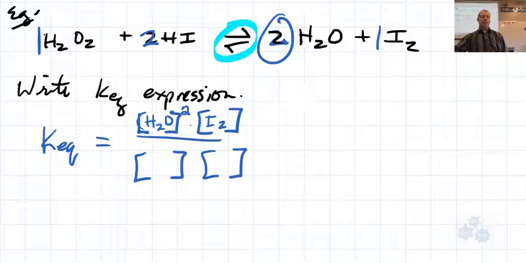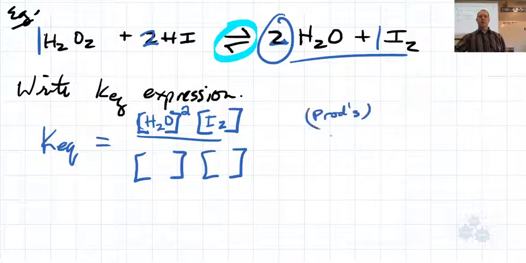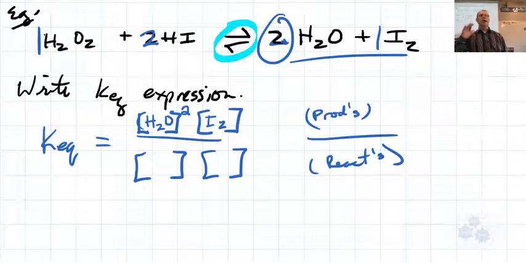All right, that's great. Now remember, we always start with the products up top, and then on the bottom are the reactants. I know it's a reversible reaction, so you might be thinking, what does it matter which one we put on top and which one on the bottom? Well, it does matter, because if you switch these around, the KEQ will be opposite. It will be a reciprocal. If you put the reactants on top and the products on the bottom, then the KEQ is going to be different.